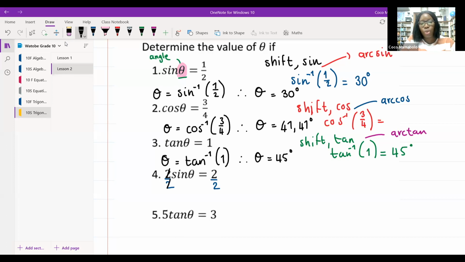Okay, so 2 divided by 2, this tells me that my sine of theta is going to equal 1. So I'm going to go theta is equal to arc sine of 1. Therefore, theta is equal to 90 degrees. You guys are doing beautifully.